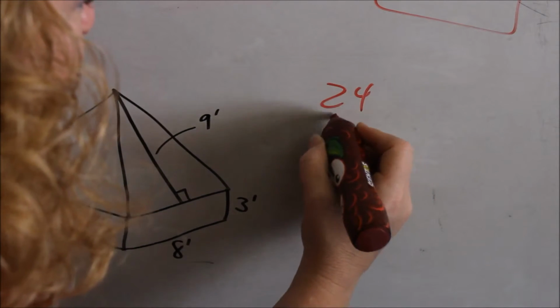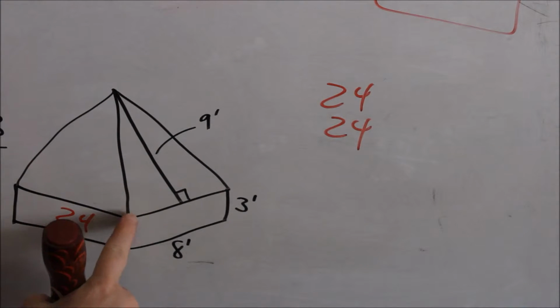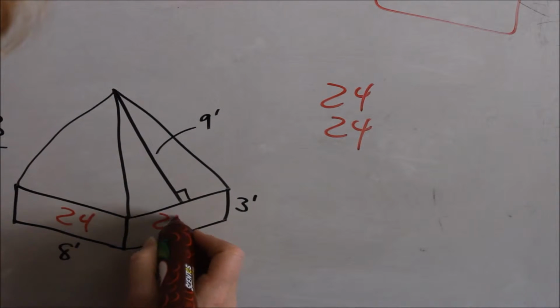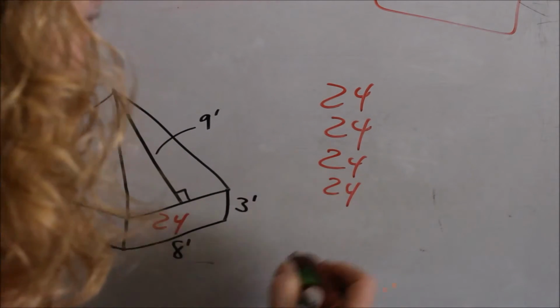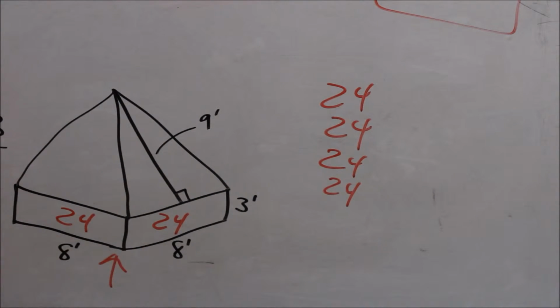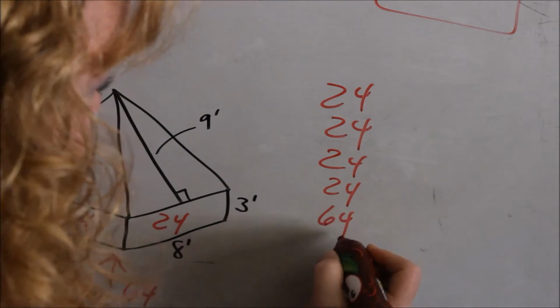So I'm just going to start marking these as I see them. Then I have this side here, which is also 24. Have that, and then the back side, another 24. Don't forget, I need the bottom. That's 8 by 8, which would be 64. I only have one of those.